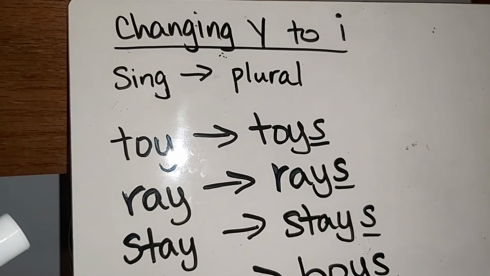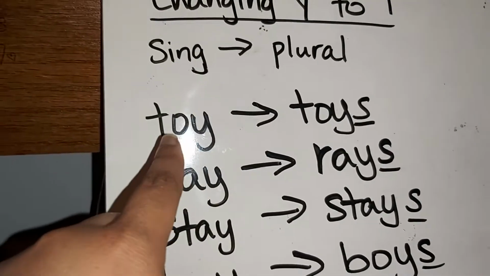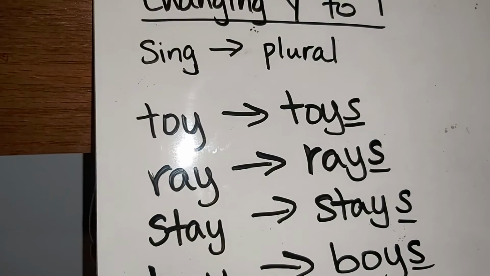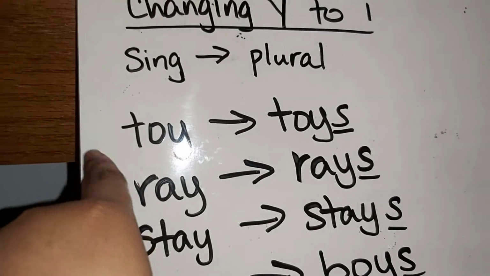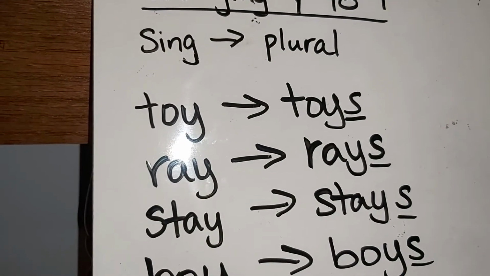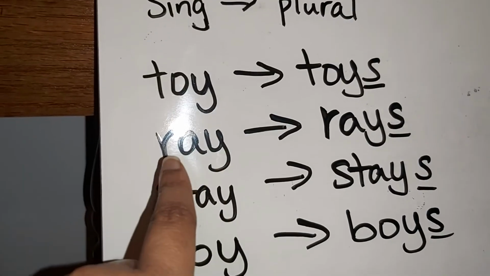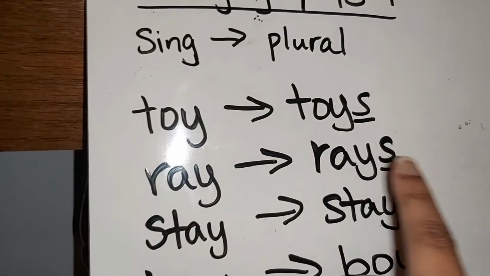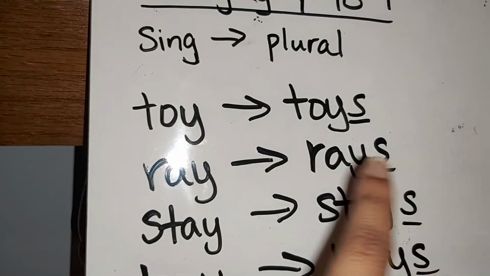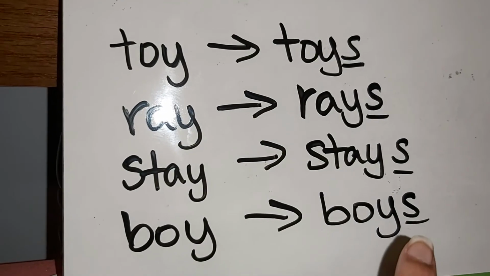So again, whenever Y is preceded by a vowel, meaning a vowel is in front of the Y, as we see right here in the word toy, you do not change anything with it. You simply add an S. So toy becomes toys. Okay? And this is how we make these nouns plural. Ray has an A in front of the Y, so it becomes rays. You would not drop this Y and add IES. Okay? Stay becomes stays, and boy becomes boys.